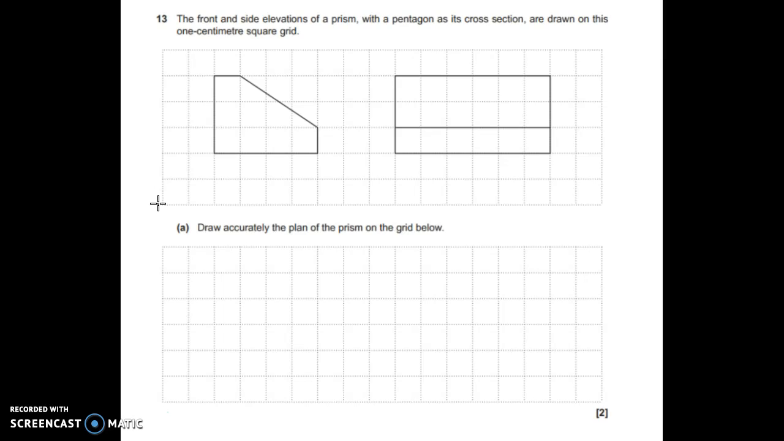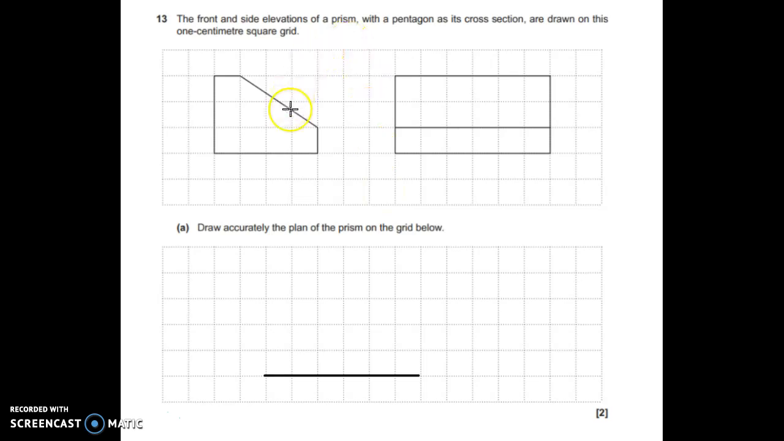So the plan is what the shape looks like from above. So it's like a bird's eye view. Okay, so let's get going on this. The first thing I would do is say, well, hang on, it's 6 wide. So I know that looking at it from above, it's also going to be 6 wide. So I'm going to start off by drawing a shape like that.